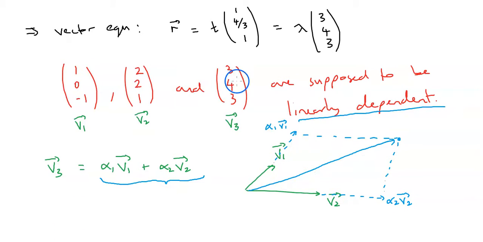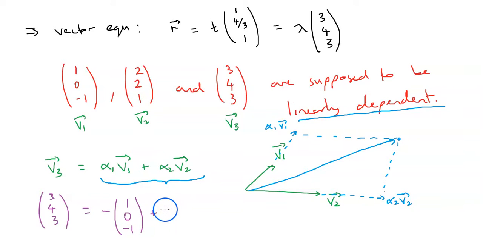Even though we could quickly answer this question by just making the observation that (3, 4, 3) is equal to negative 1 times V1, so negative 1 times (1, 0, negative 1), and then plus 2 times V2, so it's 2 times (2, 2, 1). So that proves they are linearly dependent.